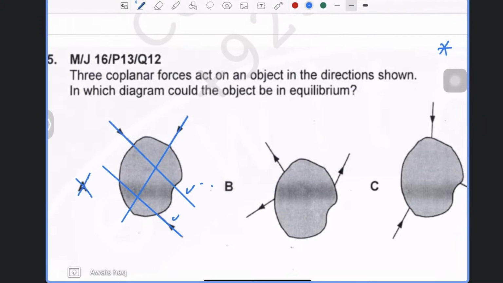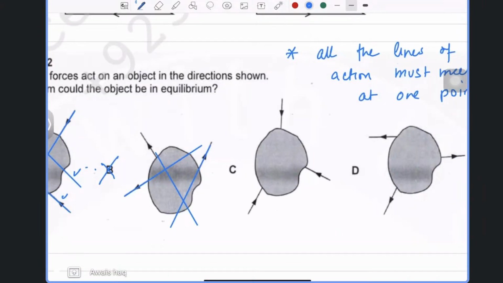Then same way you're going to check this one. You're going to check this one. And you're going to check this one. Again, the problem with these diagrams is that the lines do not intersect at one point. So this is also wrong. Then I'm going to check this one. And I'm going to check this one. Oh, and this one. What do you guys say?